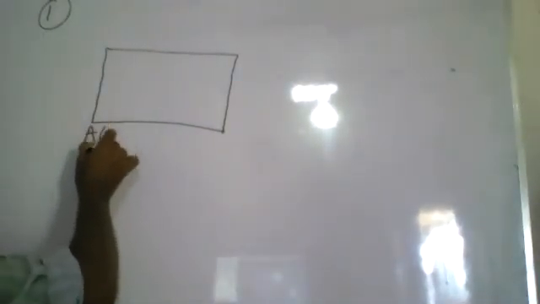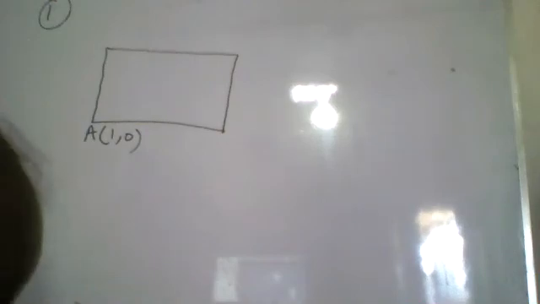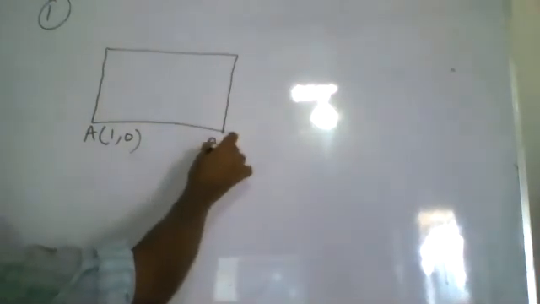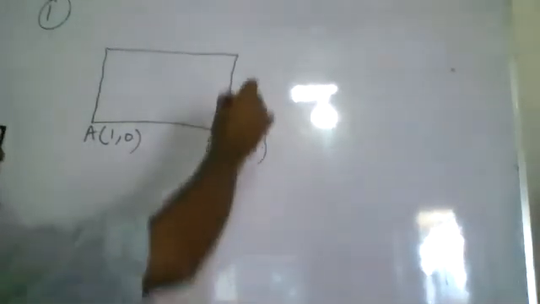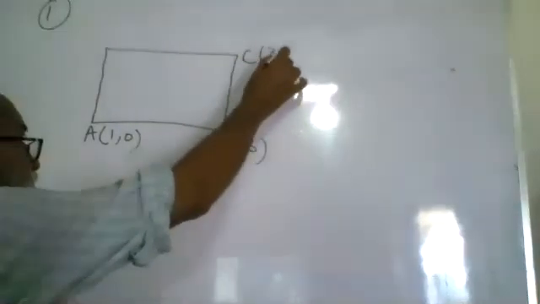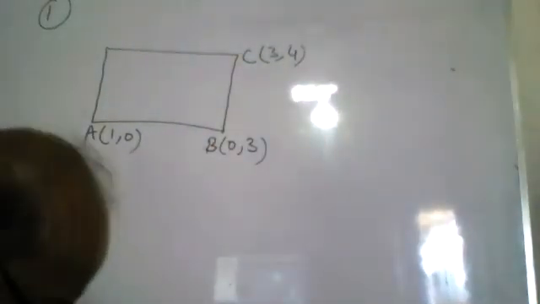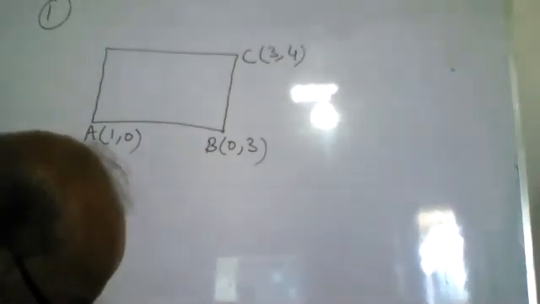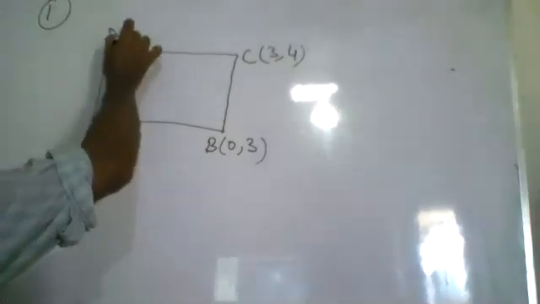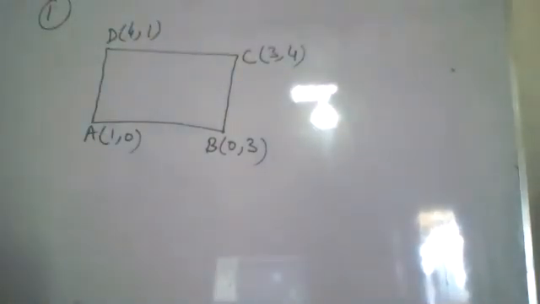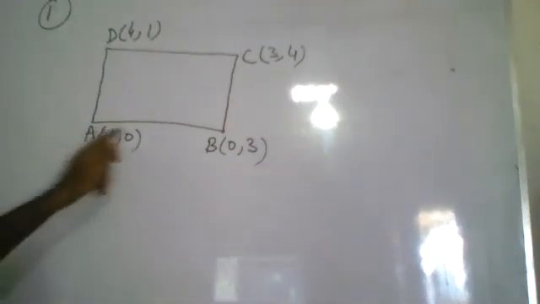So we are taking A(1, 0), B(0, 3), C(3, 4), and D(4, 1). First you write the vertices in order.